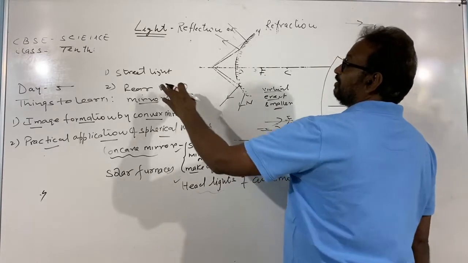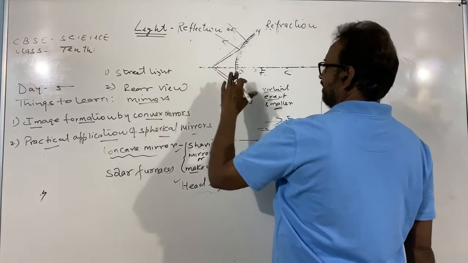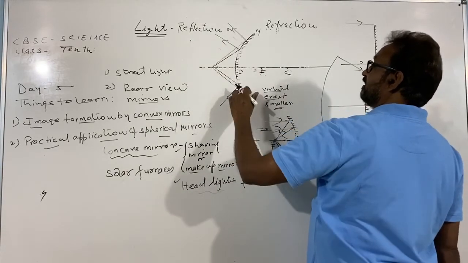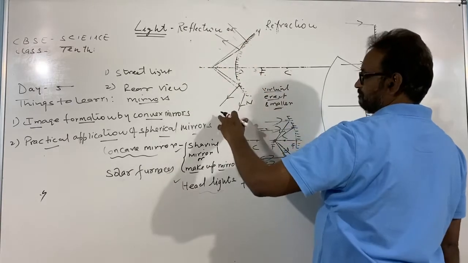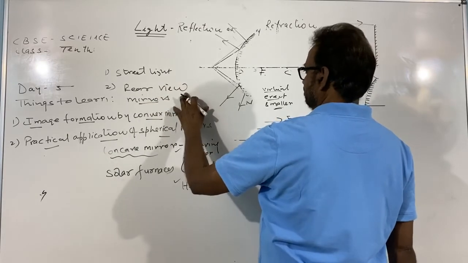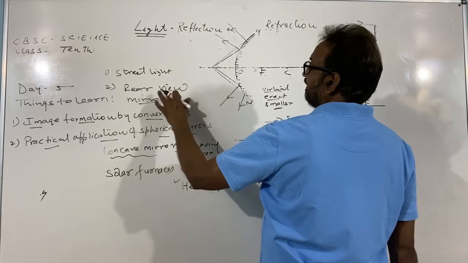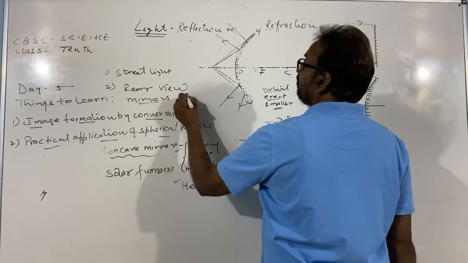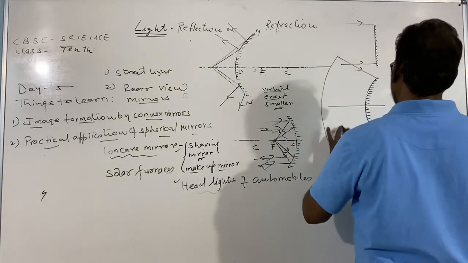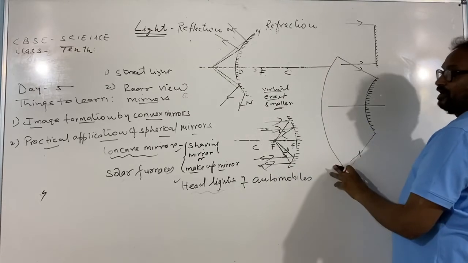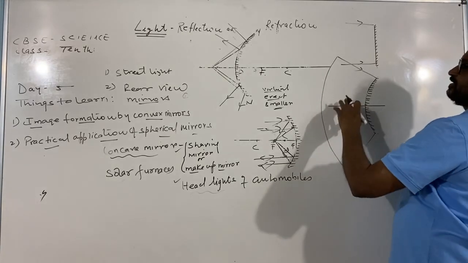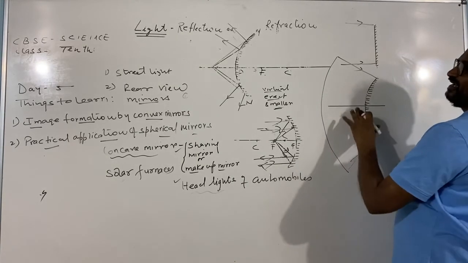Convex mirror is used in street lights. The reason behind this is that the light rays coming from the bulb, when they strike the mirror, are diverged to a large area. Second, it is used as a rear view mirror in automobiles because it forms a virtual, erect and smaller image. Due to its specific shape, it can cover a large area behind the automobile and enables the driver to see the traffic behind him without turning his head.